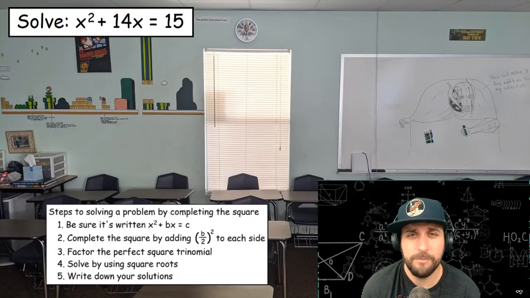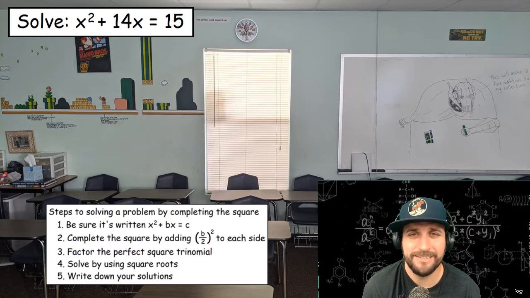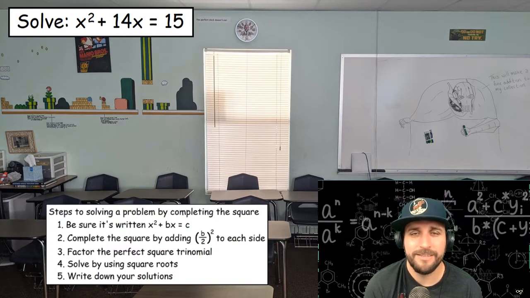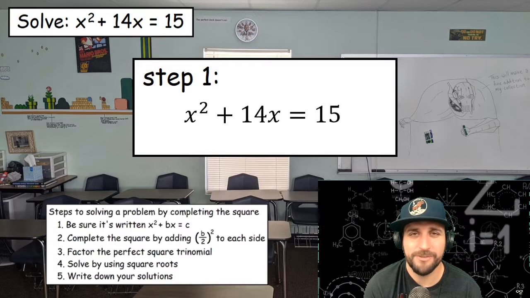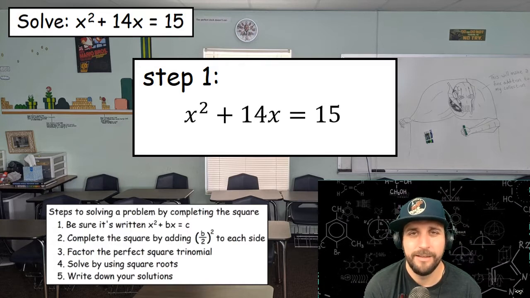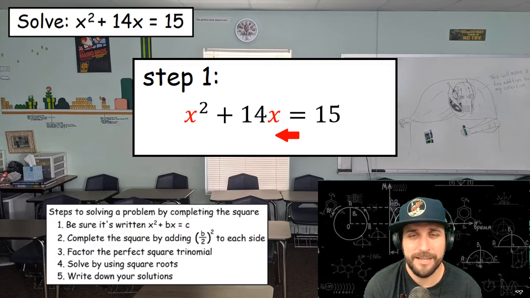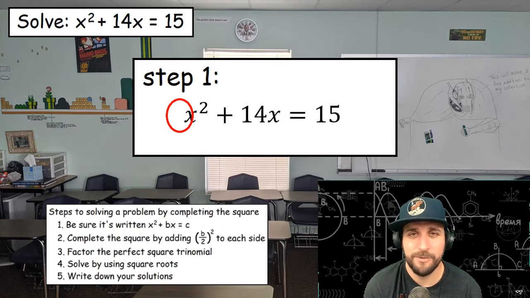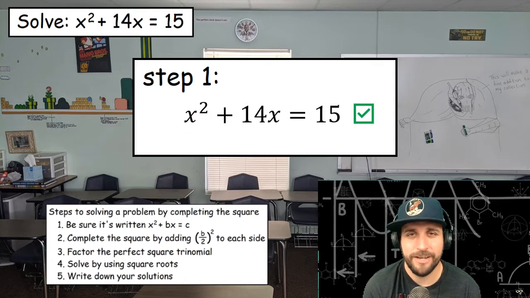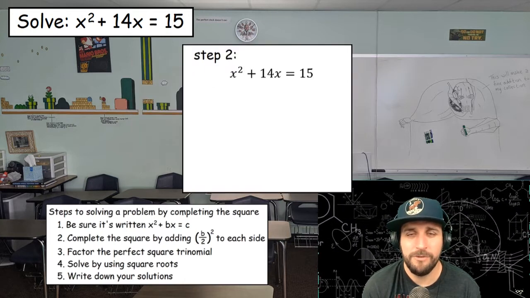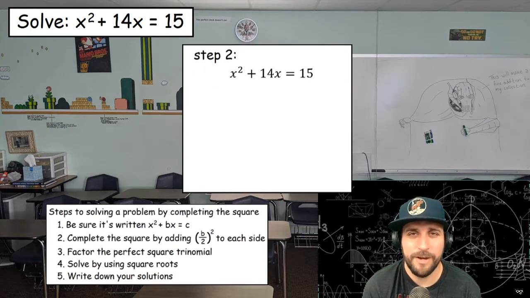So our example problem, x squared plus 14x equals 15. Step 1, we want to make sure it's written in the form x squared plus bx equals c. And it is. All of my x terms are on the left-hand side of my equal sign. There's nothing multiplying my x squared. So step 1, check.